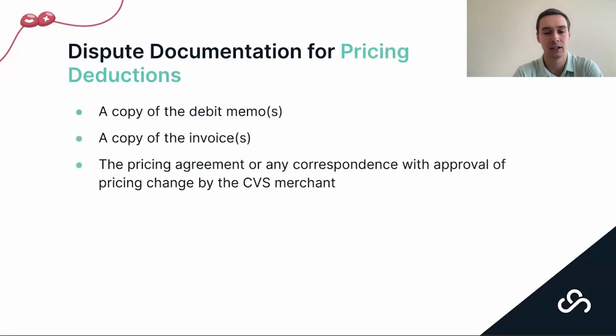As for pricing, once again, you'll notice a trend that they recommend the debit memo from Image Silo. Image Silo will have all debit memos, and you'll want to include a copy of the invoice. That may be more of an internal thing you have to find. There's no current way that CVS has those stored. And then additionally for pricing, any pricing agreements or other correspondence with approval of a pricing change by a CVS merchant helps a lot with this process and getting these reviewed. So definitely take the time to look for anything that would help with those deductions.